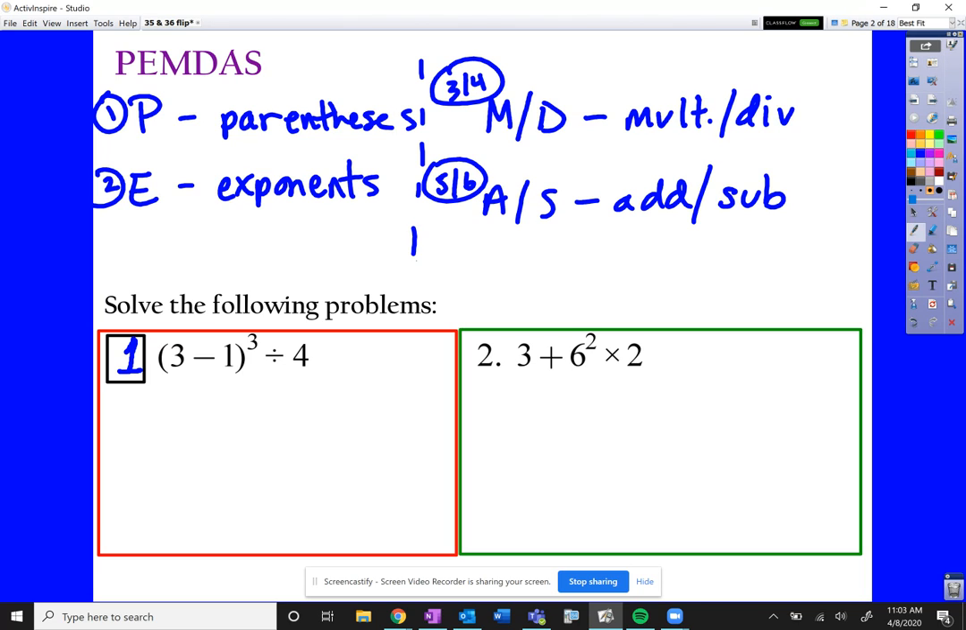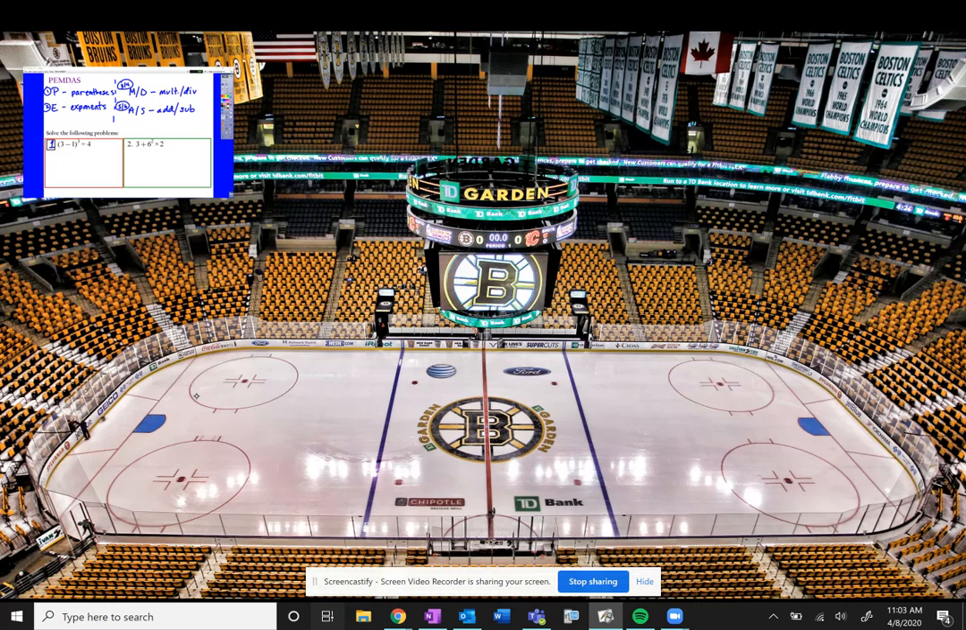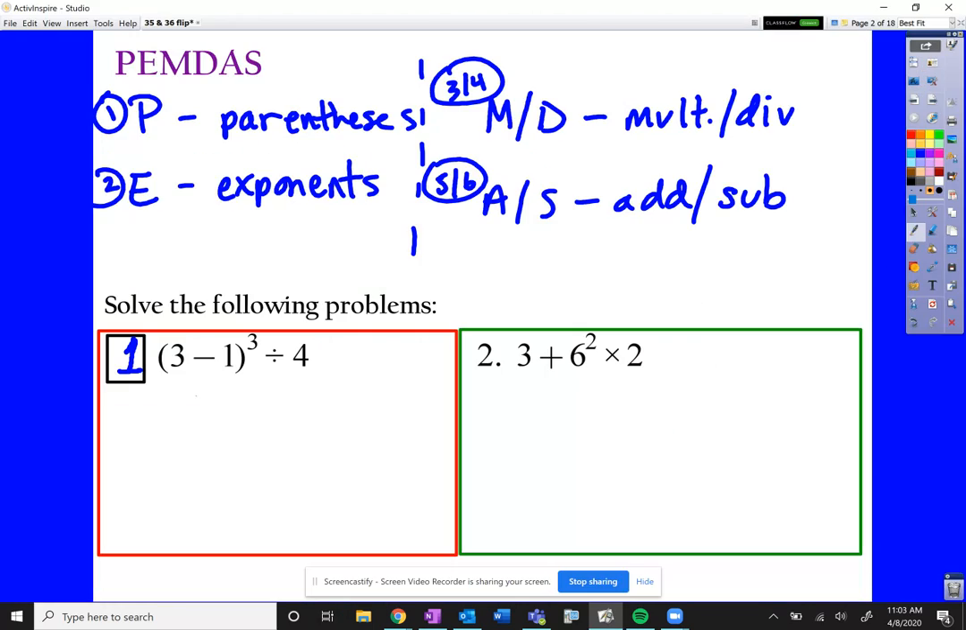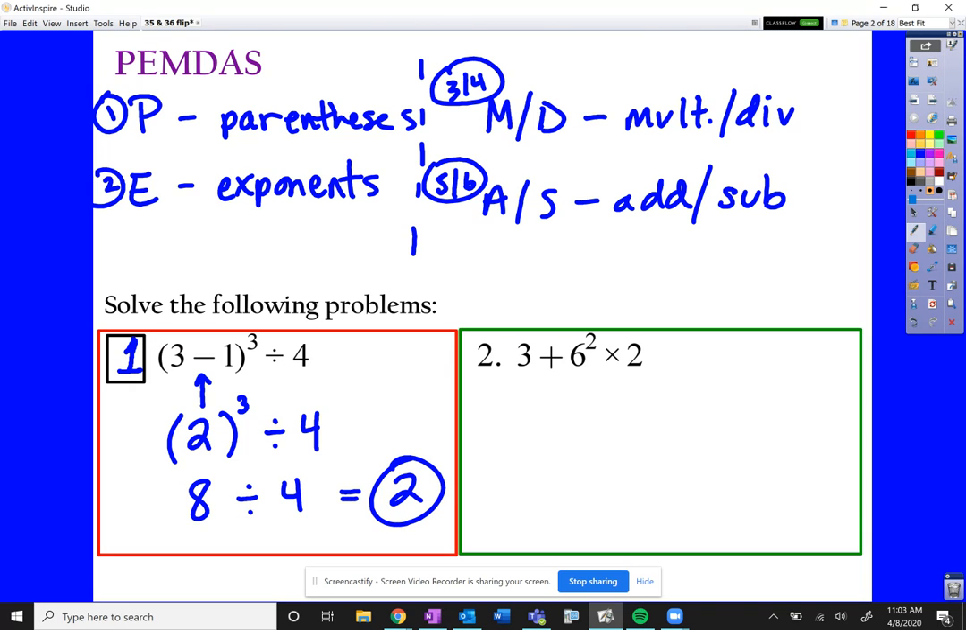So let's do a little warming up here. This says parentheses 3 minus 1, to the third power, divided by 4. Well, certainly we have parentheses, so we got to do those first. We know that for sure. So we got to do 3 minus 1. So that's going to be 2 to the third power divided by 4. Next, we got to do exponents. So 2 to the third power means 2 times itself 3 times. So 2 times 2 times 2, which is 8. Divided by 4, it's our only operation left. Boom, get 2.